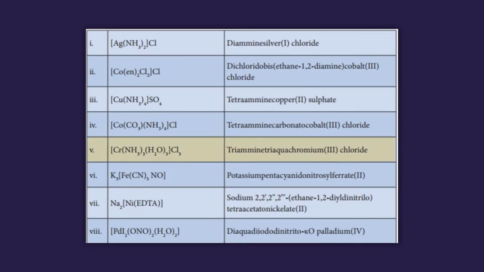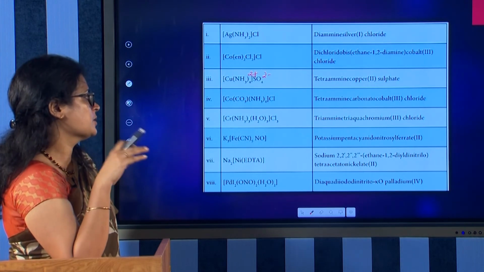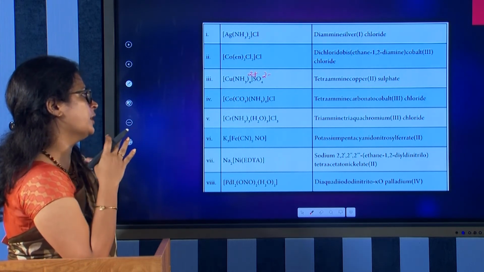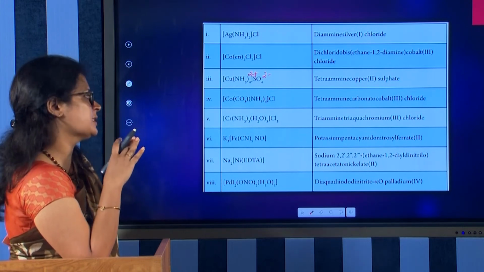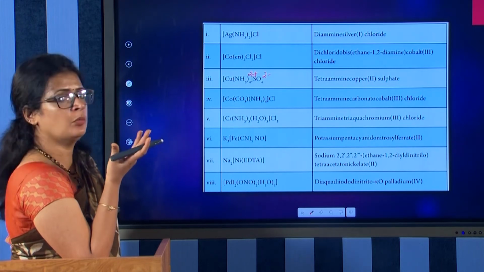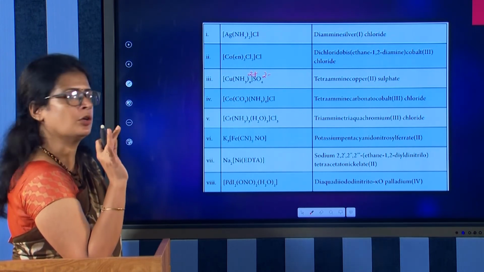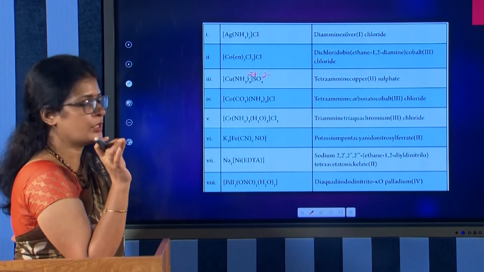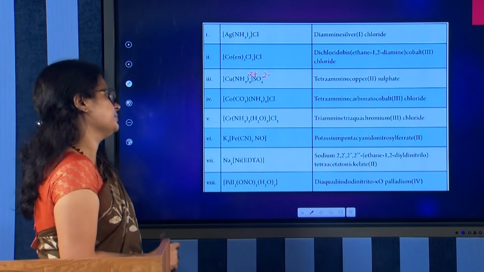Another example, [Cr(NH3)3(H2O)3]Cl3. In this case also the complex ion part is having a plus charge, the cationic part. So the cationic part should be named first, and according to the alphabetical order ammine should be included first. So triammine, how many water molecules? Tri, that is 3 water molecules. So triammine, triaqua, chromium 3. 3 is the oxidation state of chromium, chloride.